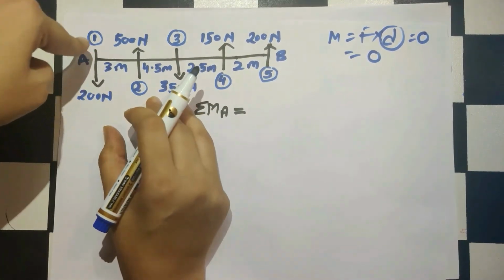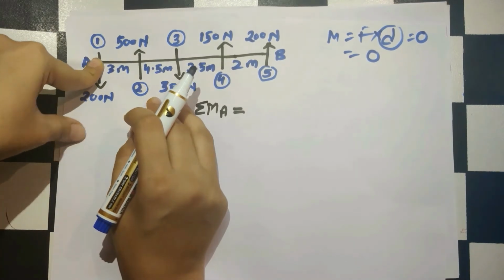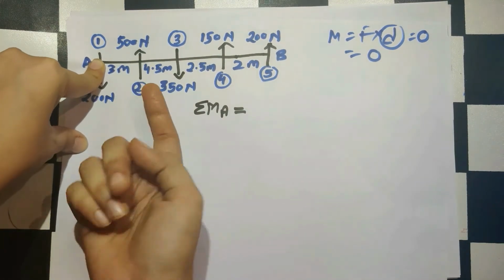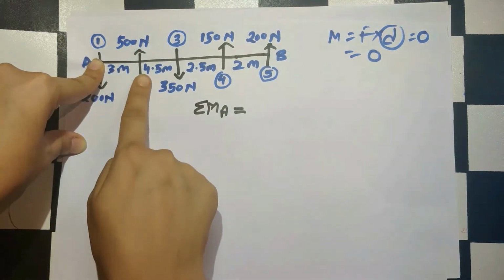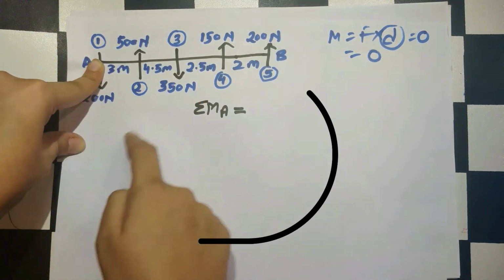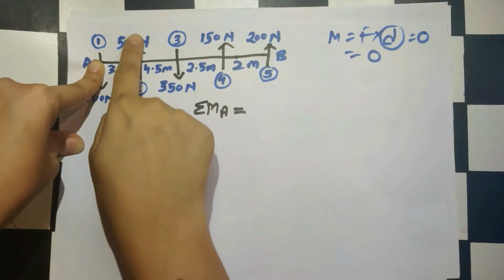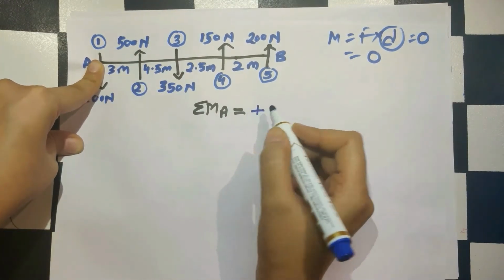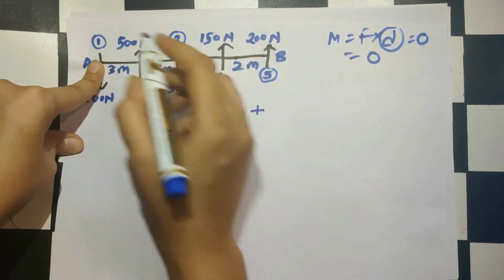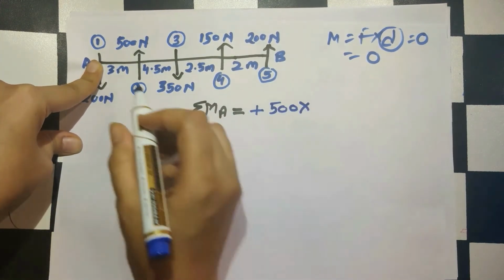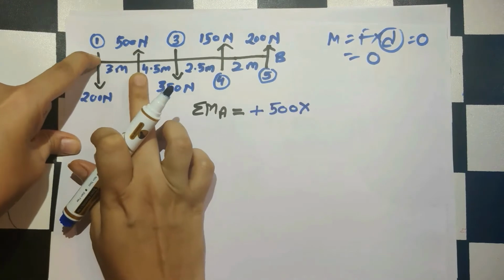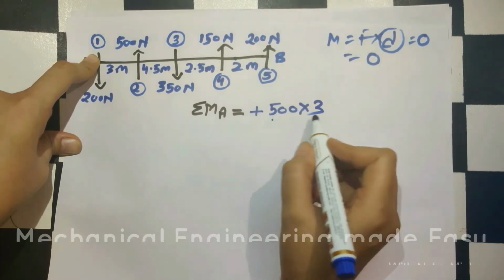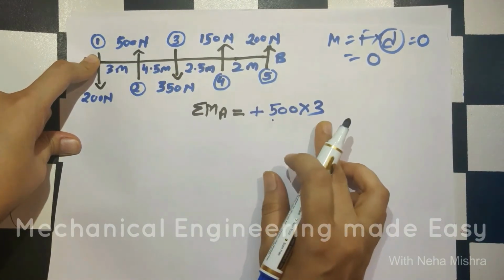Now you will keep your finger at point A and take the moment of this force. How will you take it? See, the arrow is upwards, so bring that force toward this point in the same direction. How is it going? In the anti-clockwise direction. So I am taking the anti-clockwise direction as positive. How much? Force into distance. Force is how much? 500, into the distance, which is how much? The distance of this force till point A. How much is it? 3. Okay, the moment of the first force is completed.